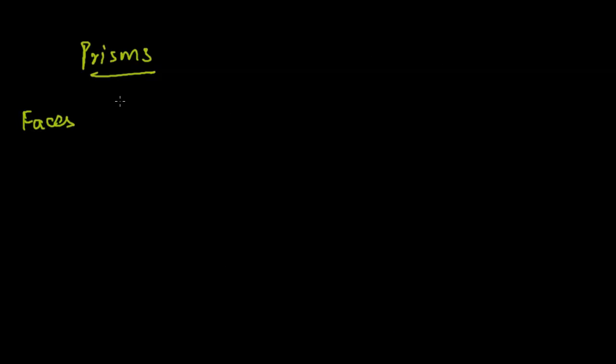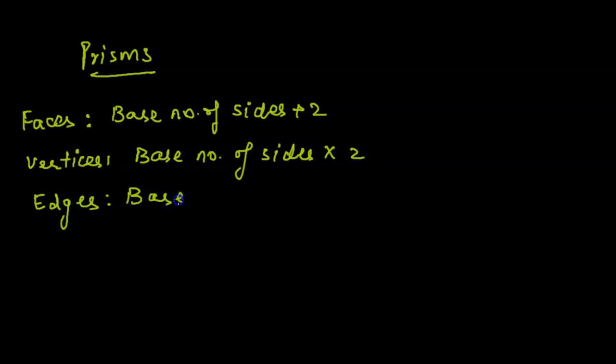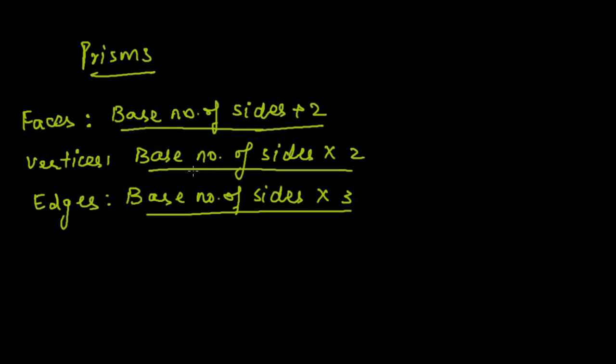For prisms, if we want to find out the number of faces, all we have to do is take the base number of sides and add 2 to it. If we want to find out vertices, we take the base number of sides and multiply it by 2. And if we want to find out the edges, take the base number of sides and multiply it by 3. These are the formulas that we have to remember, and they make our life easier to figure out the faces, vertices, and edges of a prism.